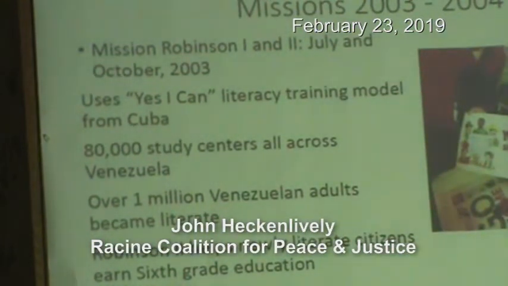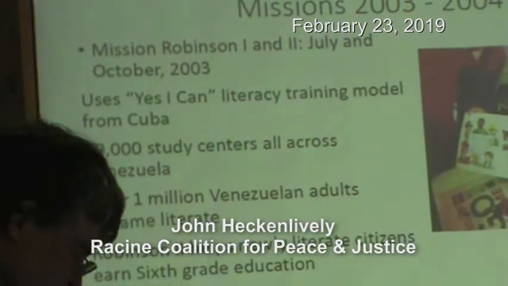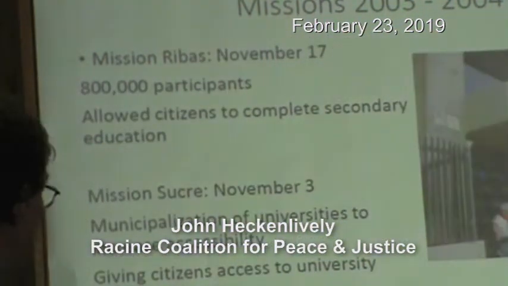Mission Robinson, which taught literacy, was based on a Cuban literacy model. They were actually able to help hundreds of thousands of people become literate. They had 80,000 study centers all across the country. And then Robinson II was to help all these people who had learned to read so that they could graduate sixth grade, because there was a huge percentage of people in Venezuela who had not even graduated sixth grade.